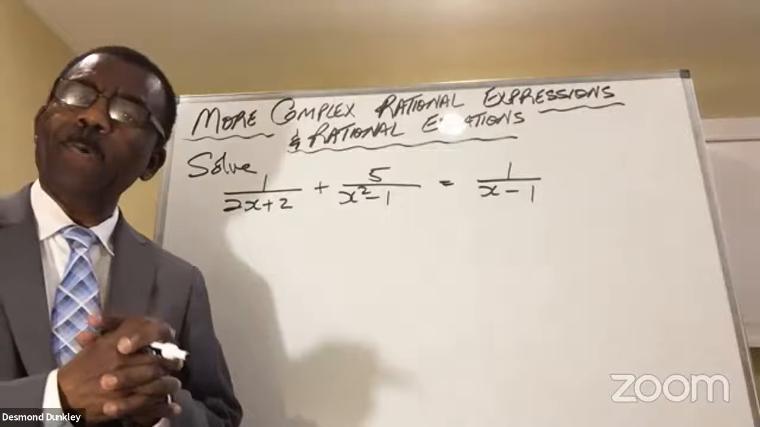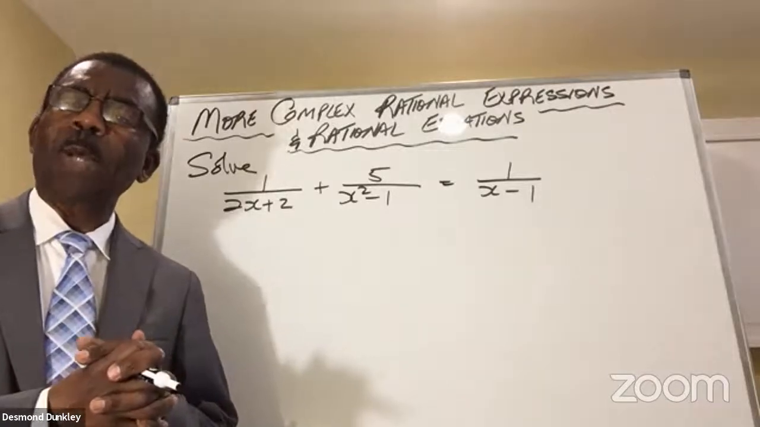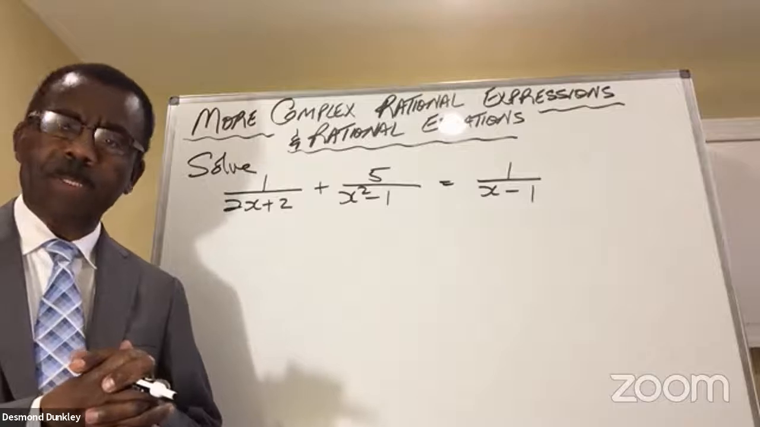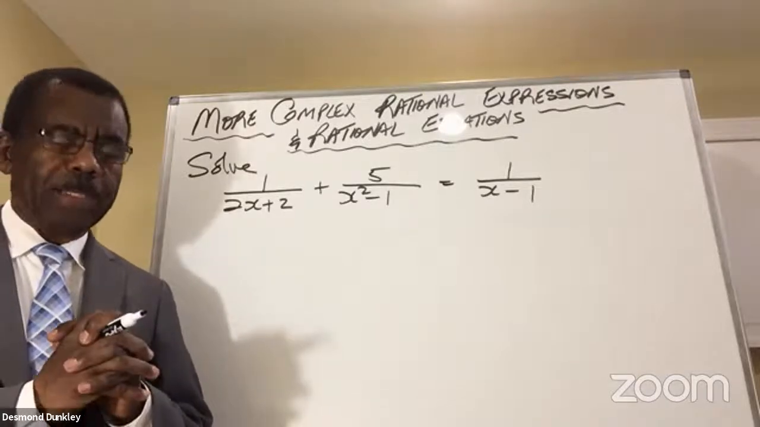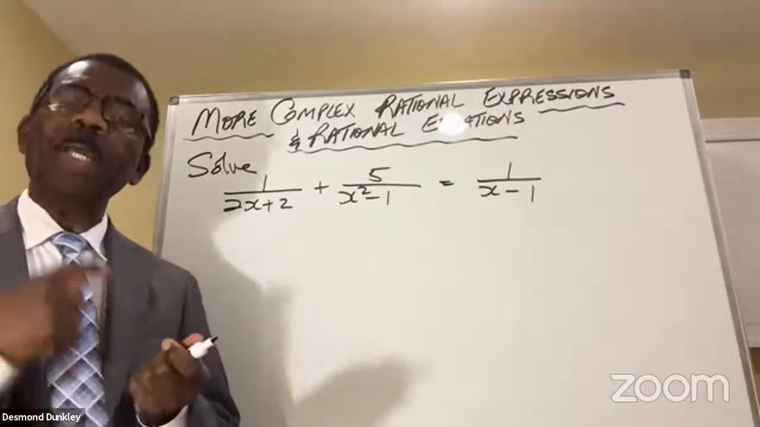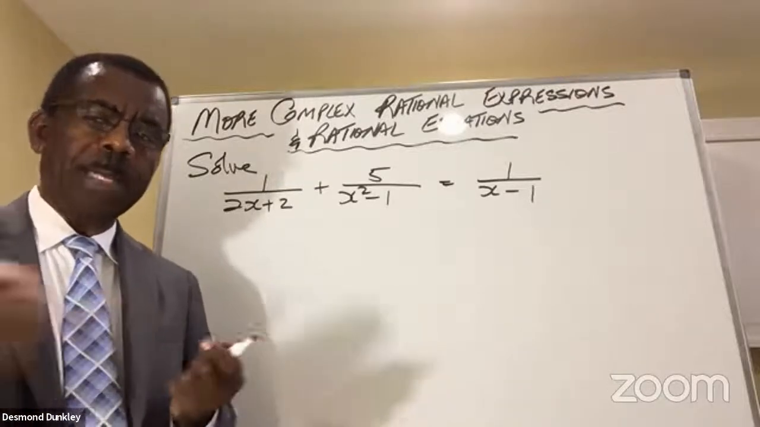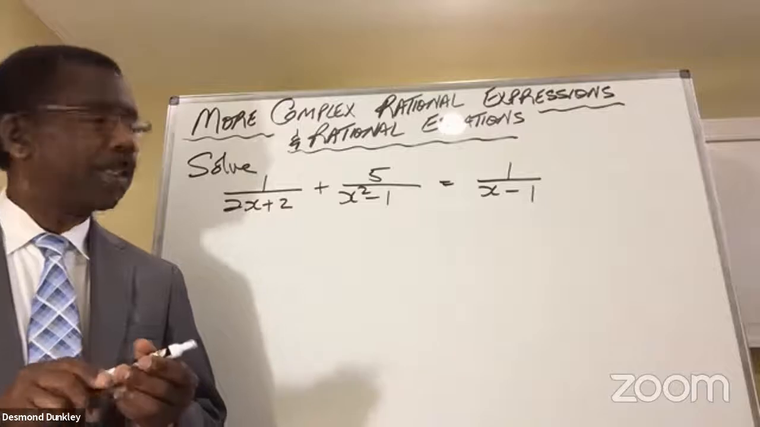So here's the principle. Your number one objective is to get rid of all fractions. And the easiest way to do that is to multiply by the common denominator. That's the easiest way to do it.